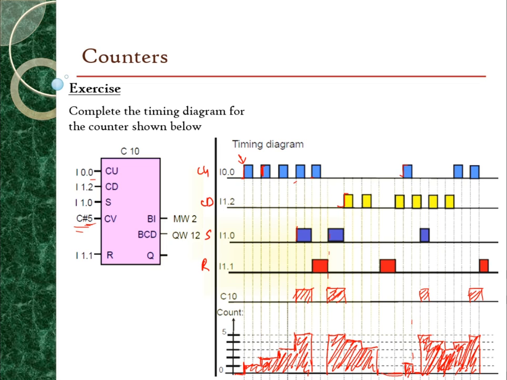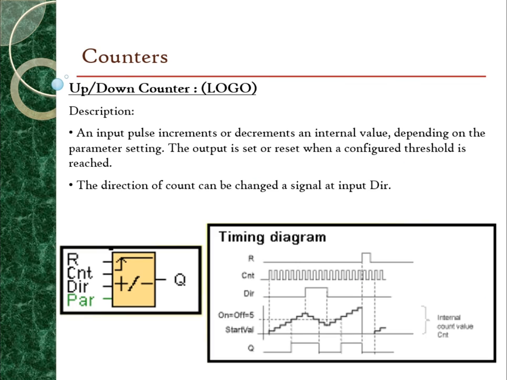So hopefully you can digest the information, and then you can retry it. Now we move to the Logo simulation of this counter up and down. In the description, it says that an input pulse increments or decrements an internal value depending on the parameter setting. The parameter setting is either off function or on function. This is the Q output during off function and on function, and then the preset value.